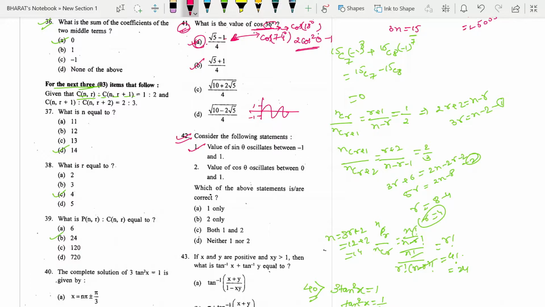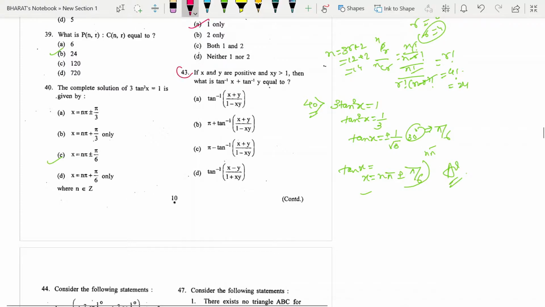Now moving to the second statement. It says the value of cos theta oscillates between 0 and 1. If we make the graph of cos theta also, the graph looks like this. Its maximum value is also 1 and its minimum value is minus 1. It also never goes higher than 1 and never falls lower than minus 1. Therefore it is wrong to say that the value oscillates between 0 and 1. It actually oscillates between minus 1 and 1, similar to sin theta. So the first statement is only correct.